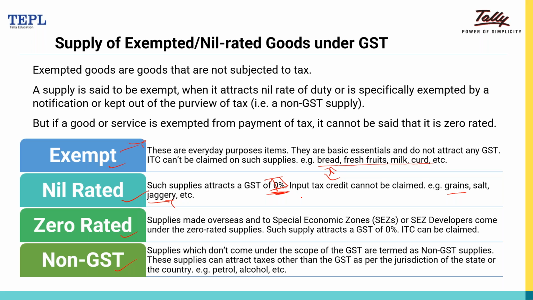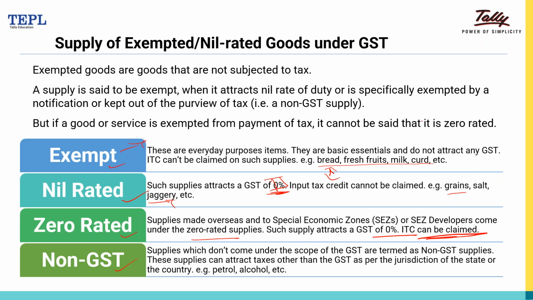Okay, so this is the only difference between exempt and nil rated. So now what is zero rated? Supplies made overseas and to a special economic zone or SEZ developers come under zero rated supplies. Such supplies attract a GST of 0%. ITC can be claimed. Okay. So if your goods have zero rated supply, that means ITC can be claimed on this.